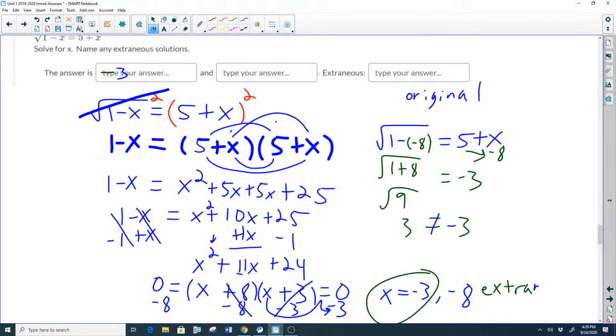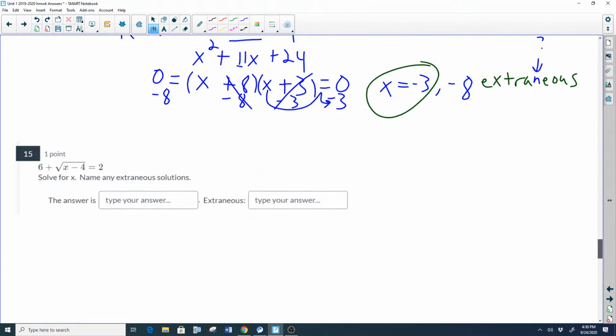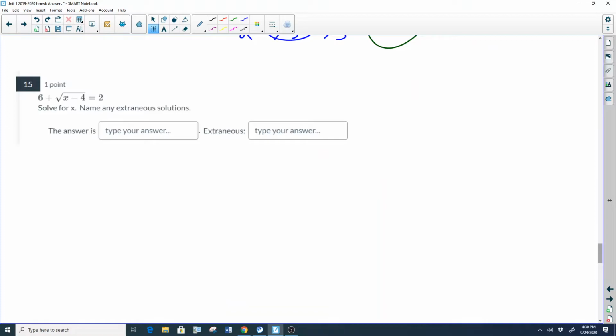So how you can enter this in Canvas is that negative 8 is the extraneous solution. And now for your second solution, you're actually going to need to put none, all lowercase, because it's extraneous. And so then you'll get full points on this problem on the test. Nice.